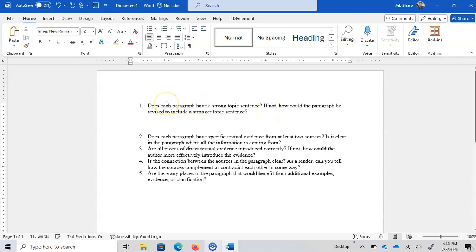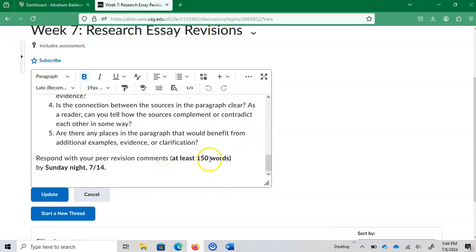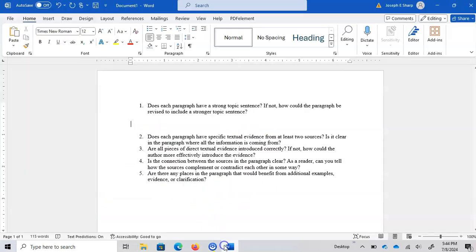So our first question says, does each paragraph have a strong topic sentence? If not, how could the paragraph be revised to include a stronger topic sentence? So what we don't want to see, and what you would get points off for in your grading, is if you just type yes or no, right? We want to be expansive. If you look back at the instructions, you can see your total thing should be about 150 words, and obviously that does not count the questions. The questions on their own are 115. You need 150 in response, not to each question, but just overall.